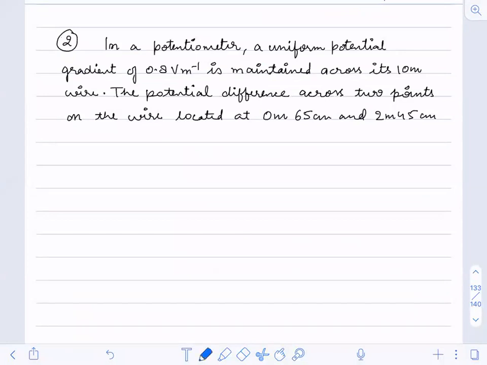So when it is given like that, it means actually 0.65 meter, and this means 2.45 meters. Wire length also is given to me, and potential gradient is also given to me. So what we have to find out is the potential difference between 2 points. Solution.